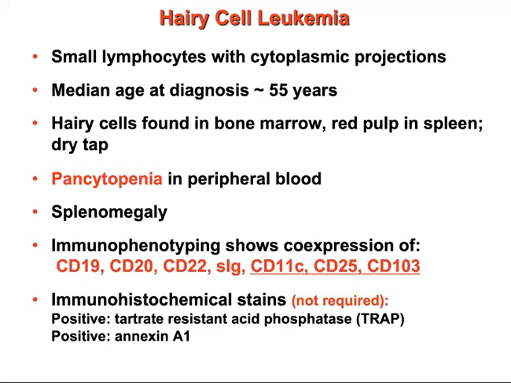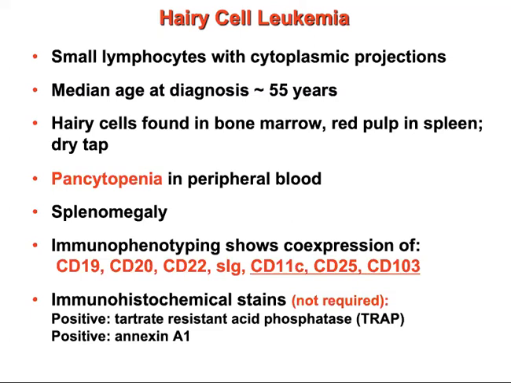There are also some immunohistochemical stains that we can do on hairy cell patients, but those are not required for diagnosis. The most important things here are the clinical presentation, morphology, and immunophenotyping. But the stain is called a TRAP stain. It stands for tartrate resistant acid phosphatase. There's another one called the annexin A1 stain. So those are both positive.